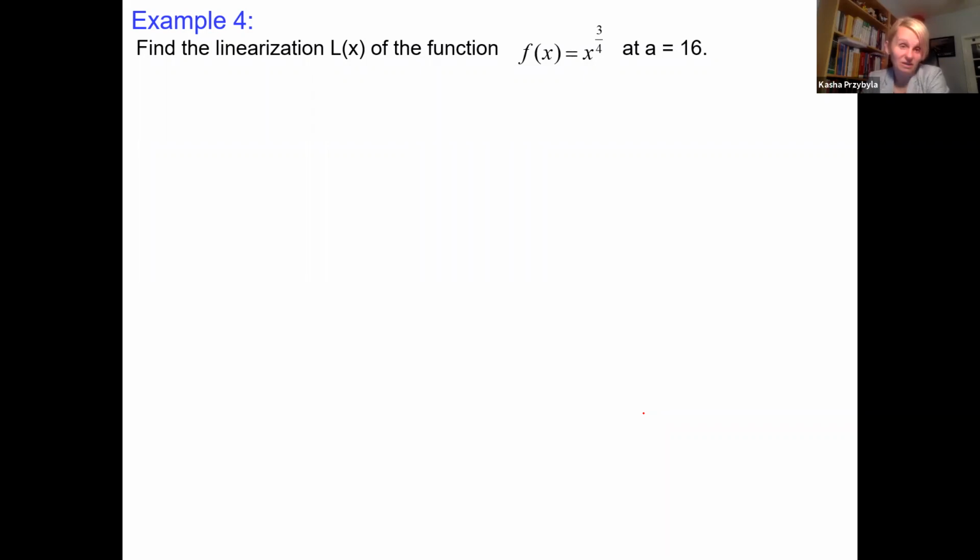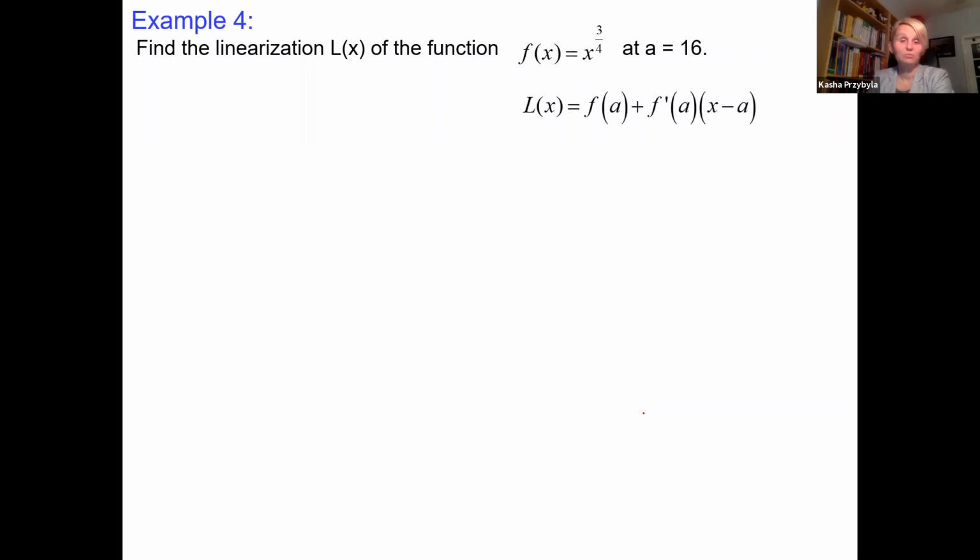Okay, find the linearization for the function x to the power of 3 over 4 at 16. This question is testing your linearization and the new concept, but also a little bit of algebra.